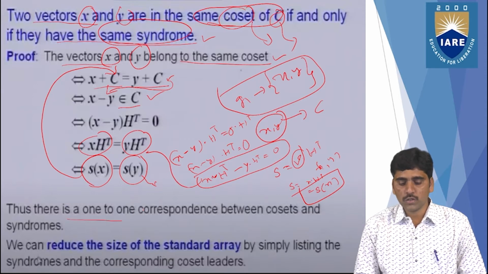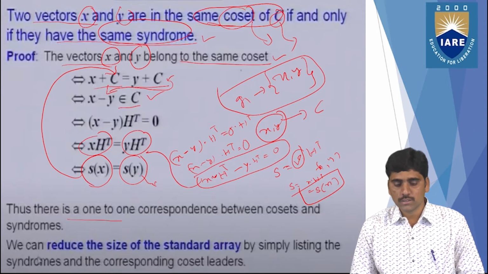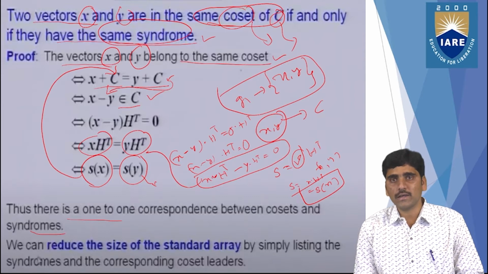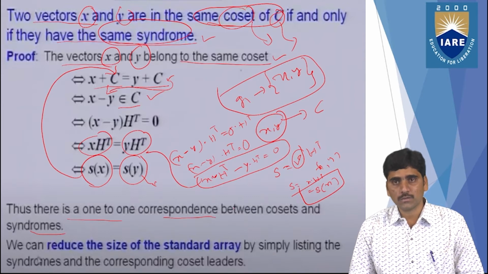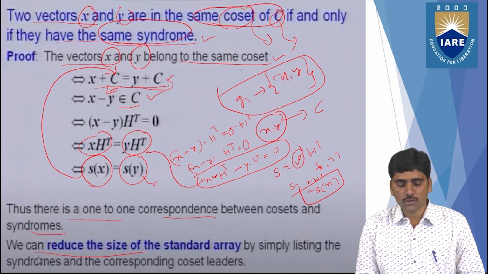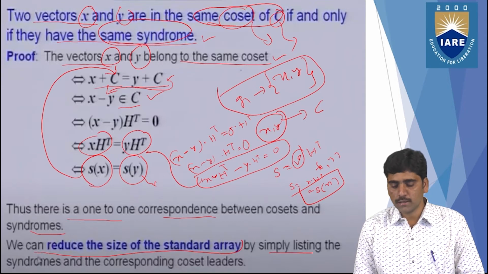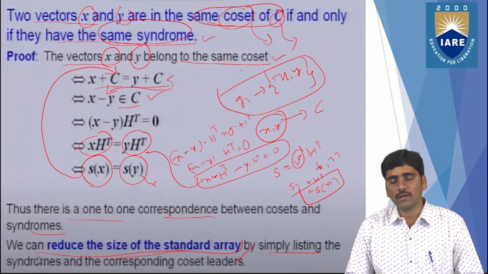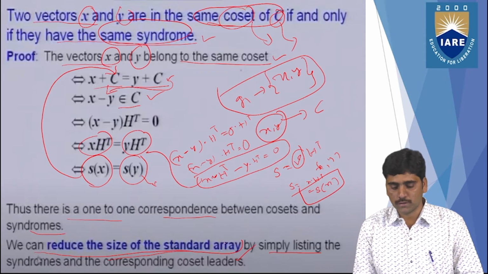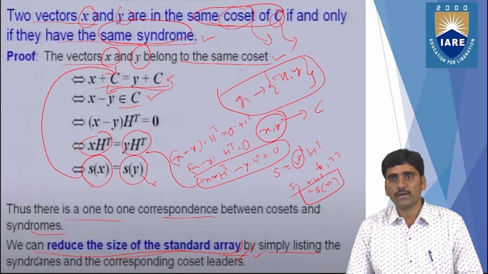Thus, there is a one-to-one correspondence between cosets and the syndromes. So groups and the group members have a one-to-one correspondence between cosets and the syndromes. We can reduce the size of the standard array by simply listing the syndromes of the corresponding coset leaders. The group can have the elements, and the group leader is nothing but the coset leader here. The coset leader relates to the size of the matrix, which contains both rows and columns.